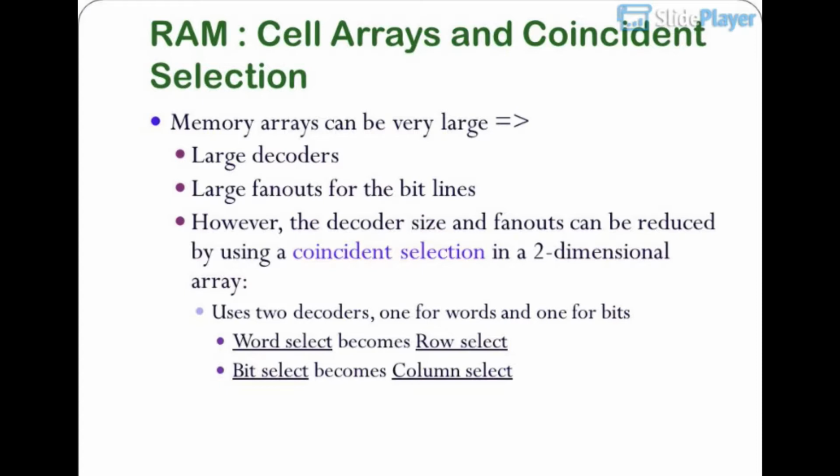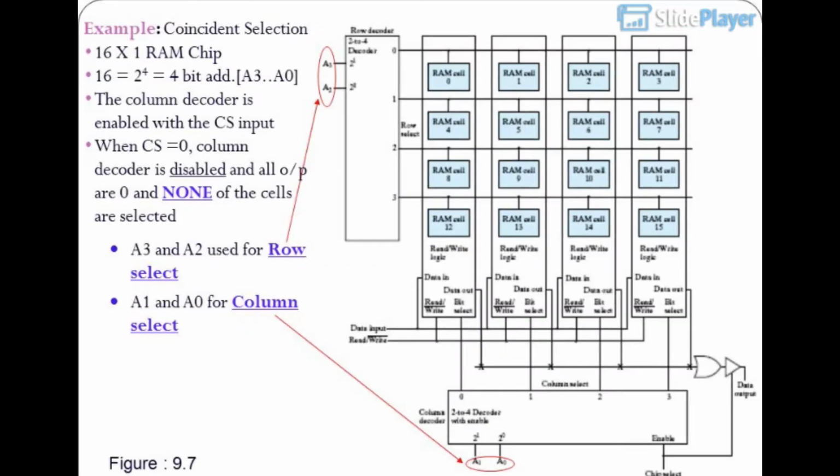RAM, coincident selection. Memory arrays can be very large, which means large decoders and large fanouts for the bit lines. However, the decoder size and fanouts can be reduced by using coincident selection in a two-dimensional array. It uses two decoders, one for words and one for bits. Word select becomes row select. Bit select becomes column select. Example: coincident selection 16 by 1 RAM chip.